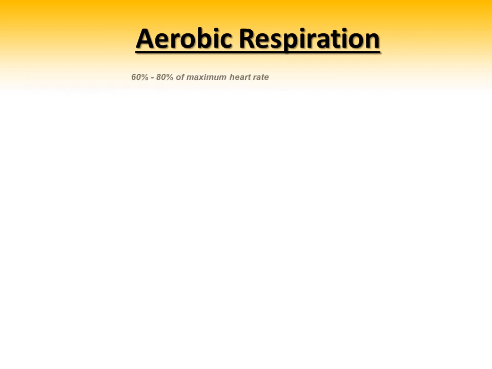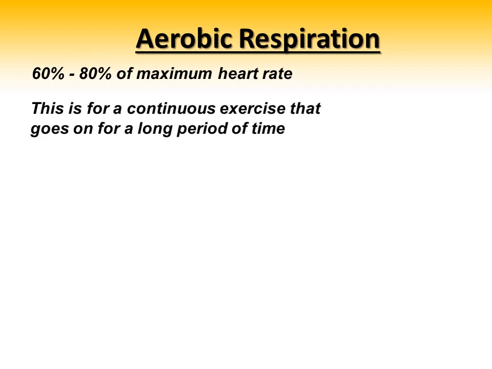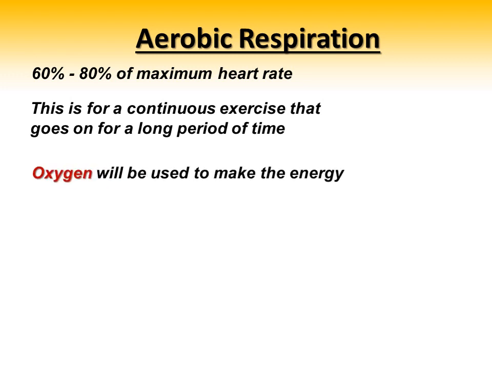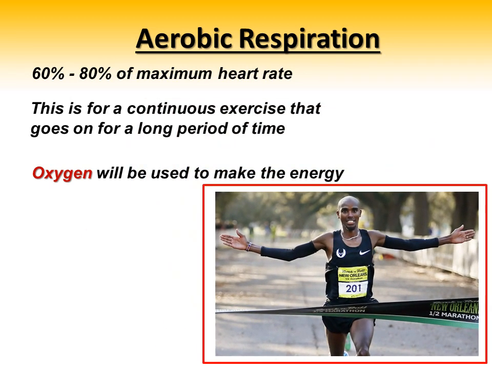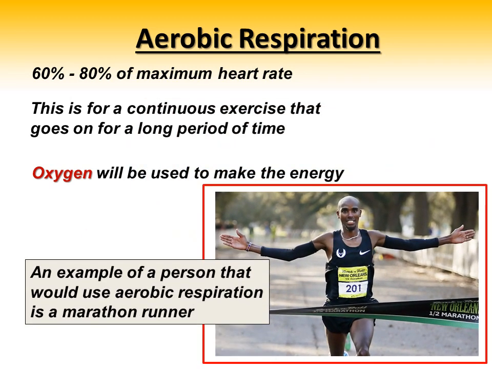So aerobic respiration, that's 60 to 80% of your maximum heart rate. You use this during continuous exercise, that's exercise for a long period of time. Oxygen will be used to make the energy, so you'll expect oxygen to be there and being broken down to get the energy from that. We've got Mo Farah. He's an example of a sports person who would use aerobic respiration, a marathon runner, because he's going to be doing continuous exercise for a long time.